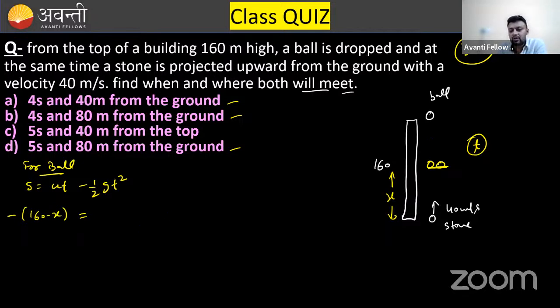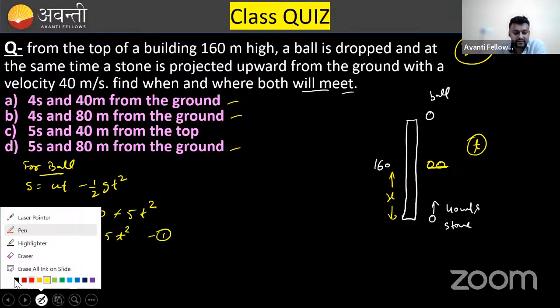is equals to initial velocity of the ball is 0 because it is dropped. That is 0 minus 5t square. So you can cancel out this one and this one. So what is the equation? 160 minus X is equals to 5t square. This is the first equation. This is for the ball.